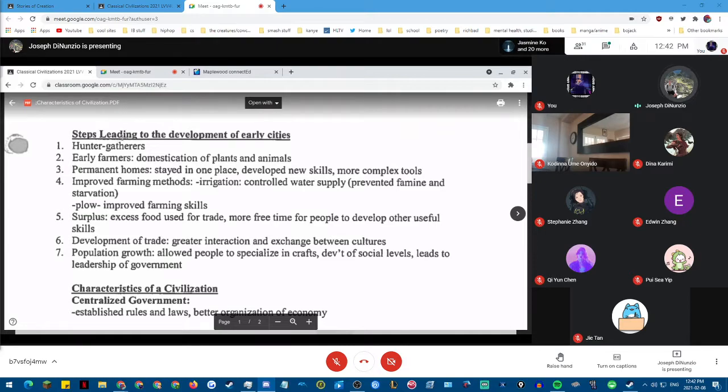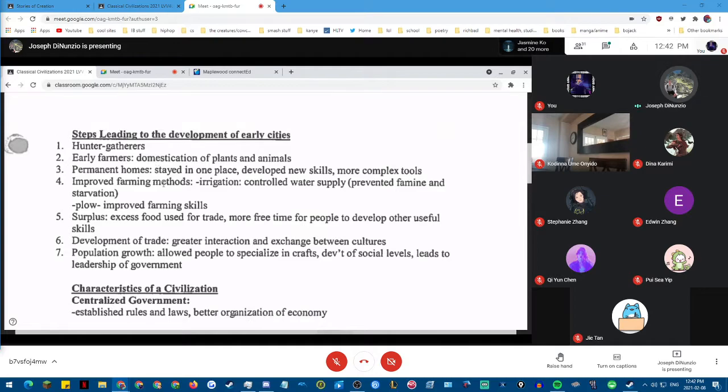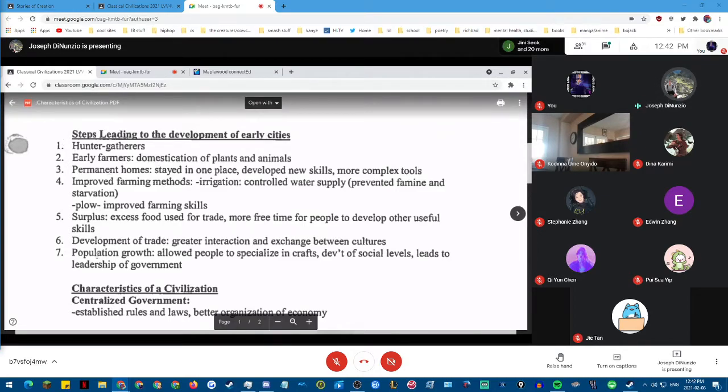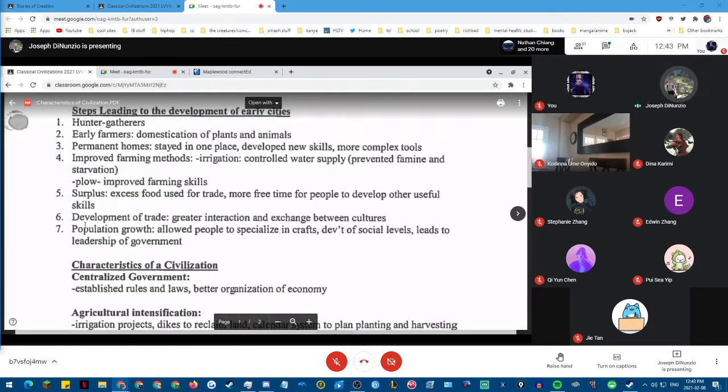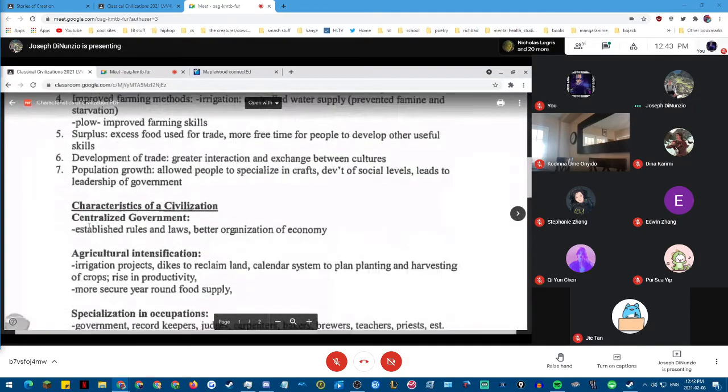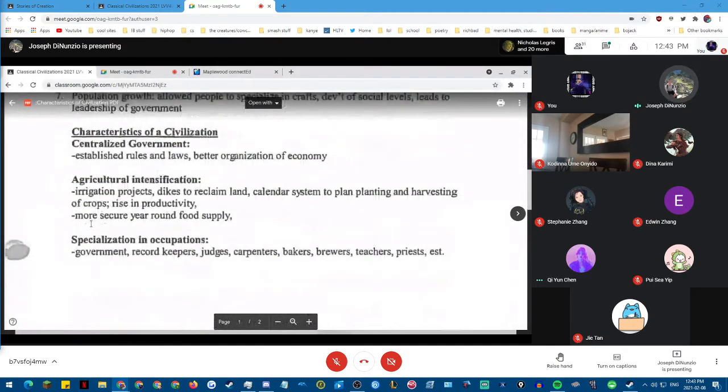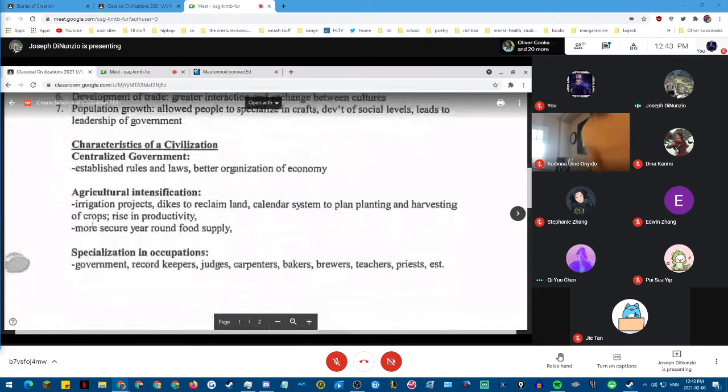Okay. As we enter the stage of prehistory and now antiquity, early civilizations, these 7 are the steps. This is how we got here. It took hundreds of thousands of years to get here, but we got here, okay? Entering now what we call the Neolithic era. And let's go through the characteristics of civilizations. Sarah.